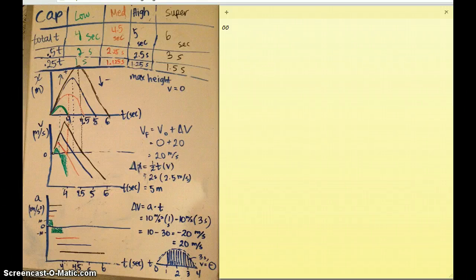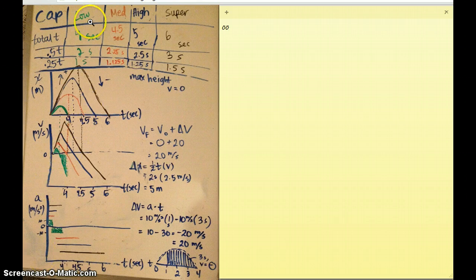Hi, my name's Leanna, and this is a screencast for the air rocket activity. An air rocket is shot straight up into the air, and it falls back to the ground where it was launched. The rocket is launched with a low, medium, high, and a super cap.